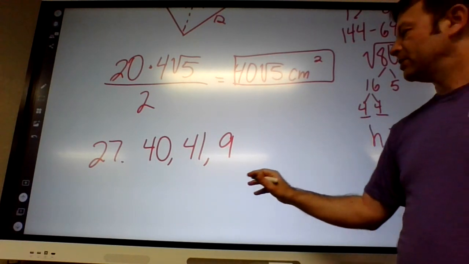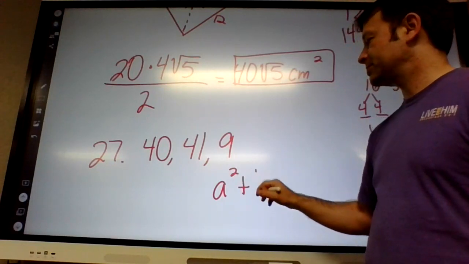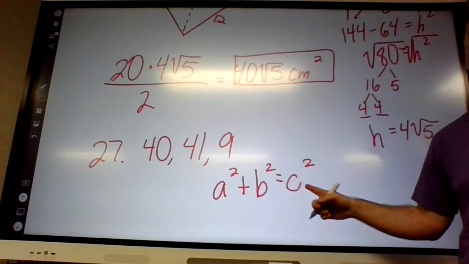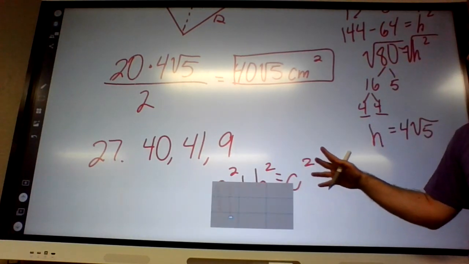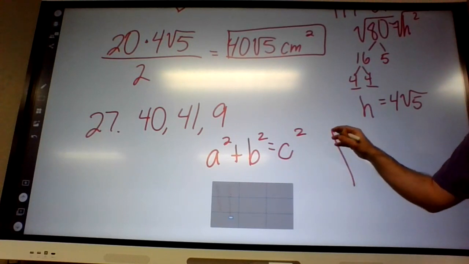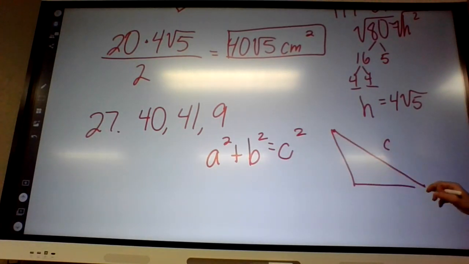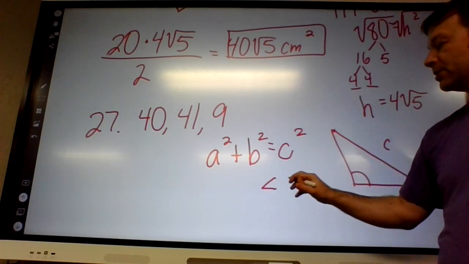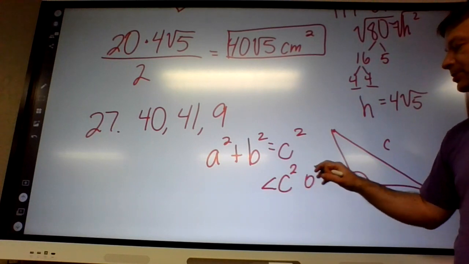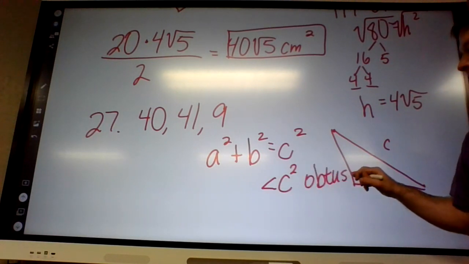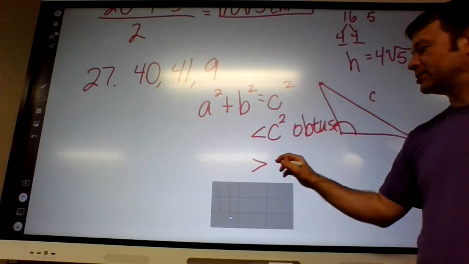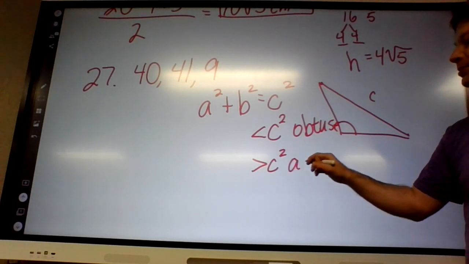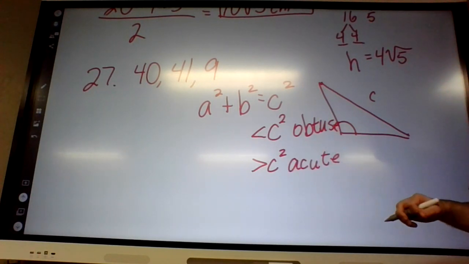Okay, two large numbers. If this happens, what kind of triangle must it be? If this works. Right. Right triangle. Pythagorean theorem only works on the right triangle. But if the c is too big, the hypotenuse grows too big, this angle gets bigger. So if c squared is large, that happens on an obtuse triangle. If c squared is smaller, this angle gets smaller, on an acute triangle.